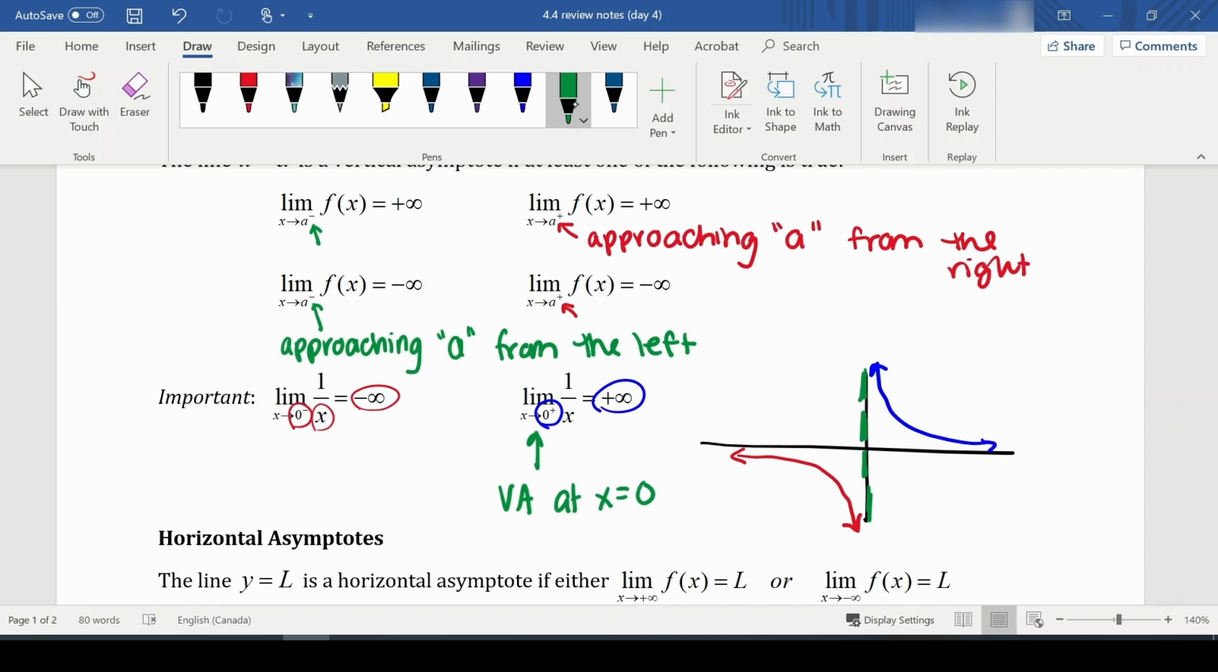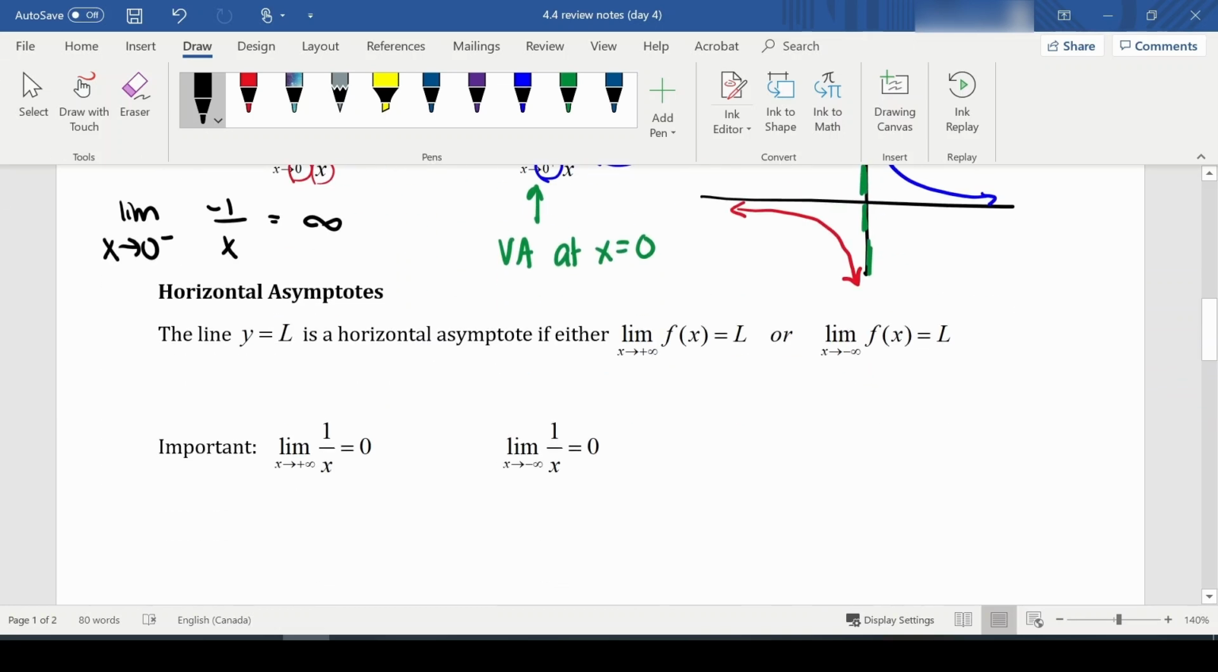Now again, any constant could be on the top. If it was a positive constant, we'd be in the same two cases. If we had a negative constant on the top, from the left, we'd be positive, from the right, we'd be negative. So what I mean by that is if I had the limit as x approaches 0 from the left of negative 1 over x, this would be positive infinity, not negative infinity.